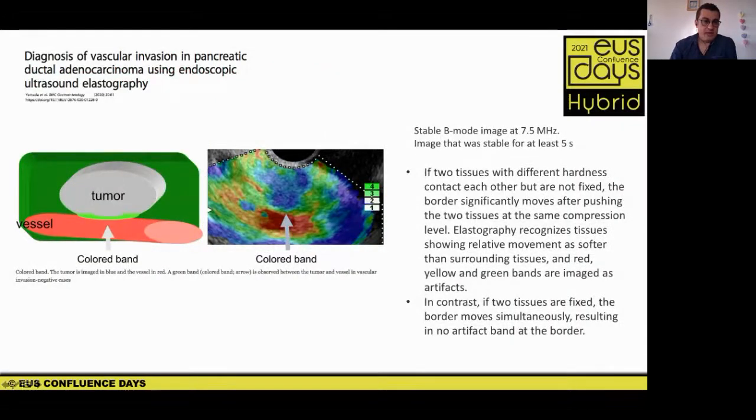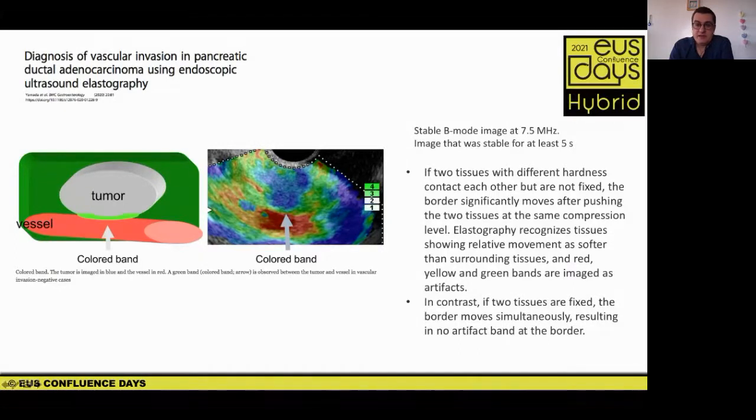Okay, we had to talk about this recent paper. I think it's important. It's about the use of elastography for differentiation of tumor infiltration of a vessel. The main idea is if two tissues have different hardness, and if you give a compression, the border between tumor and the vessel will have a green hue or different color if there is no infiltration, because the tumor is hard, the vessel is not hard.